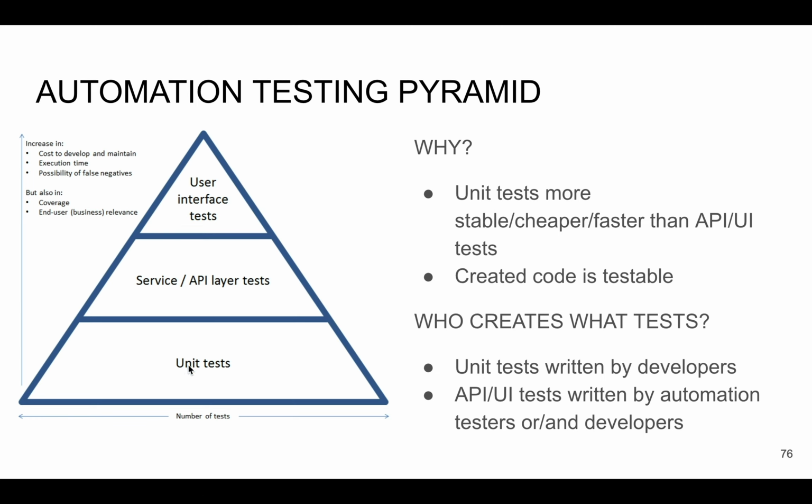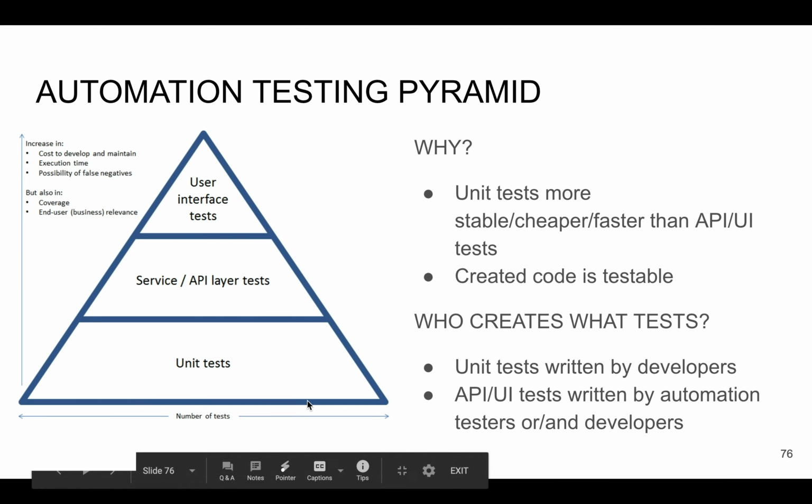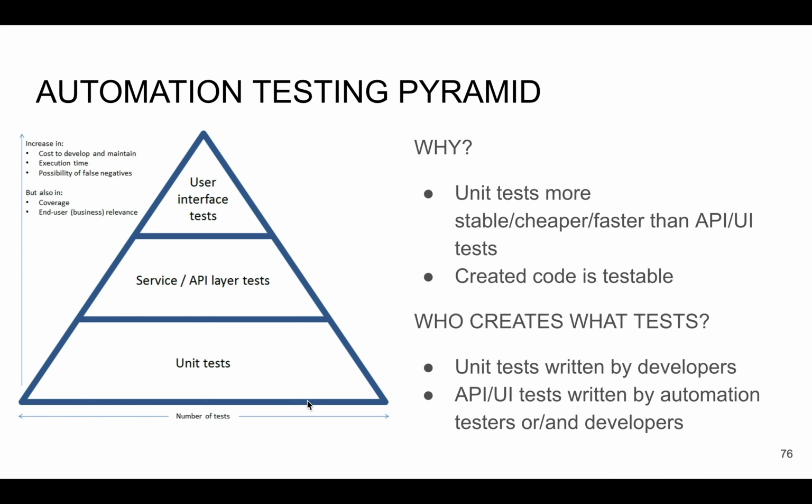It's unit tests, service tests and user interface tests. In the regular testing pyramid, the biggest number of tests is unit tests. Why? Unit tests are more stable, cheaper, and faster than other tests.